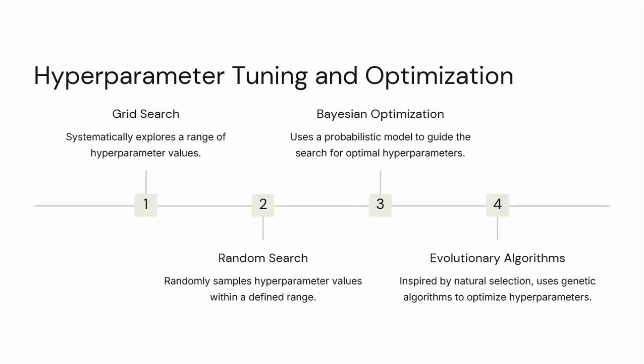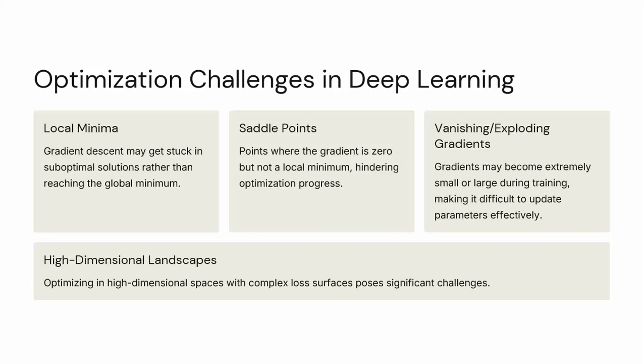And coming to the recurrent neural networks, the learning rate and step size decide the performance of the given model. Some of the optimization challenges in deep learning are: local minimum, saddle points, vanishing or exploding gradients, and high dimensional landscapes.